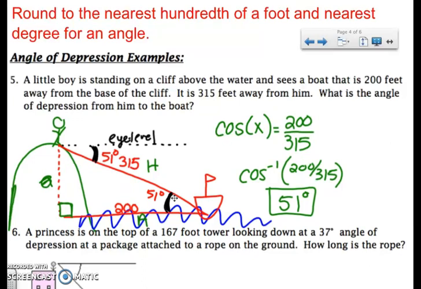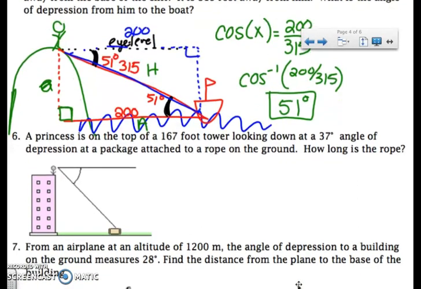Now, you could have looked at your right triangle upside down like this and seen that this side would also be 200 and this side would be 315. So it's all up to you whether you can look at a triangle upside down or not. Let's look at another example.